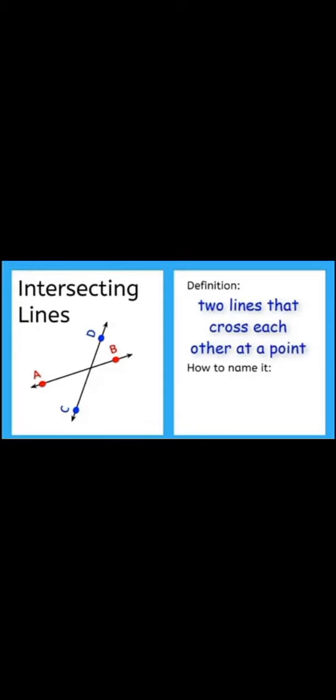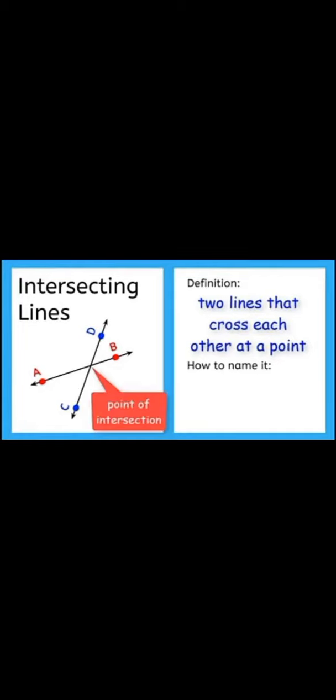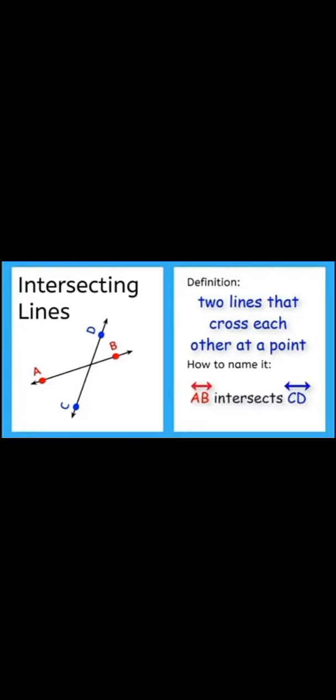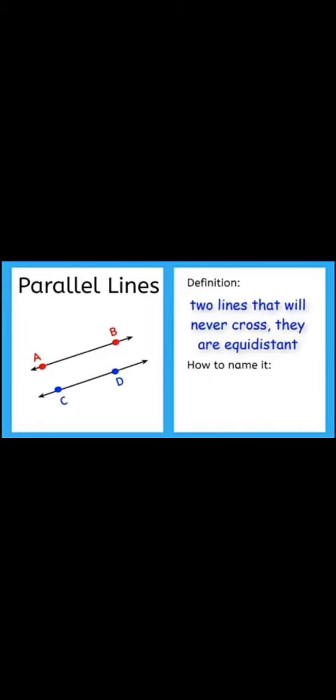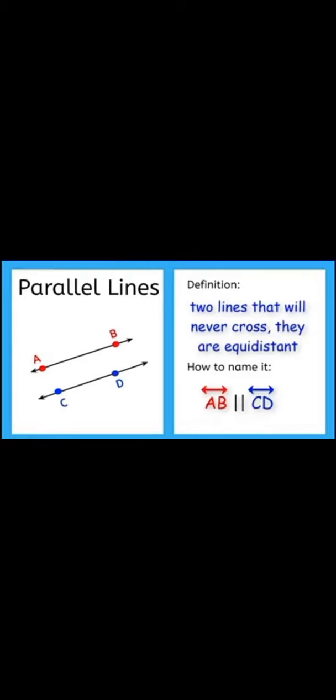Intersecting lines are two lines that cross each other at a point. The point where they cross is called the point of intersection. We would name this intersection with the names of both lines, so line AB is intersecting line CD. Parallel lines are two lines that will never ever cross each other. They are equidistant apart. We can name parallel lines with the names of both lines and the symbol for parallel between them.